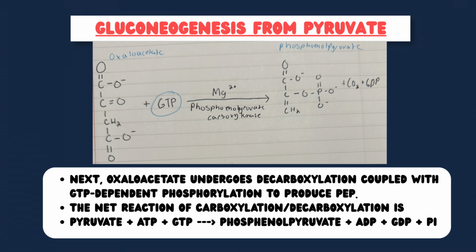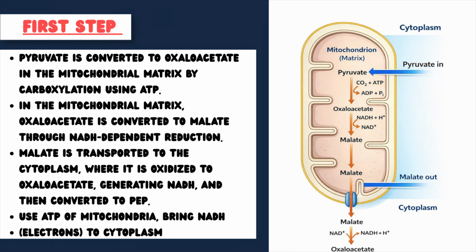Next, this intermediate undergoes decarboxylation coupled with GTP-dependent phosphorylation to produce PEP. This net reaction of carboxylation and decarboxylation is pyruvate plus ATP plus GTP yields phosphoenolpyruvate plus ADP plus GDP plus Pi. So now let's look at this diagram of the first step.